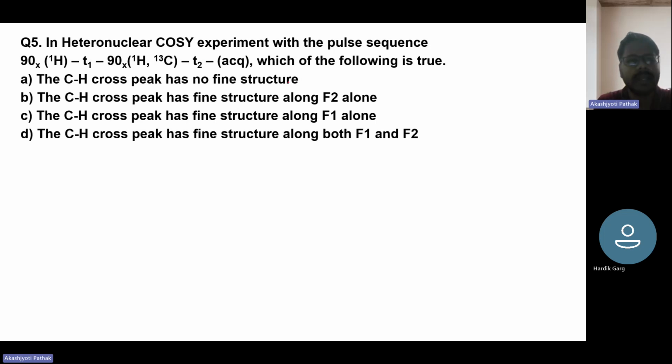So which of the following is true? For a heteronuclear COSY experiment, the CH crosspeak has no fine structure. The CH crosspeak has fine structure along F2 only. The CH crosspeak has fine structure along F1 only. The CH crosspeaks have fine structure along both F1 and F2.